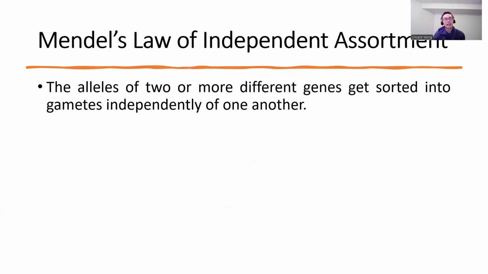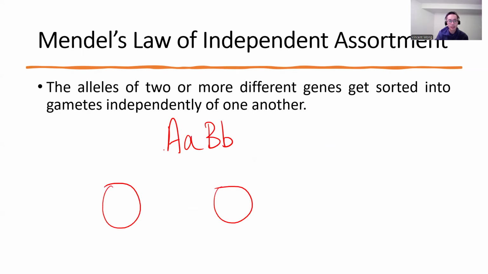But first, his second law. It's called the law of independent assortment. You can read it on your own, but basically what it says is if we are tracking more than one gene, like gene A and gene B, how gene A is sorted into the gametes will not affect how gene B is sorted into the gametes.